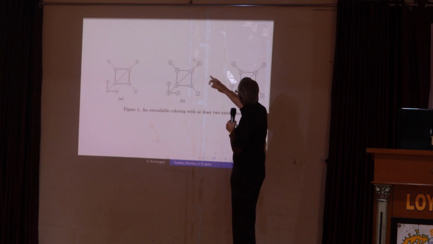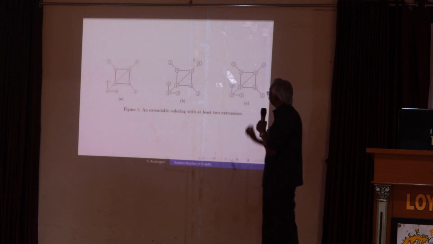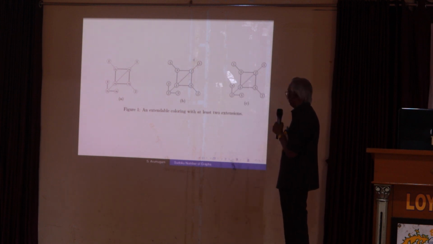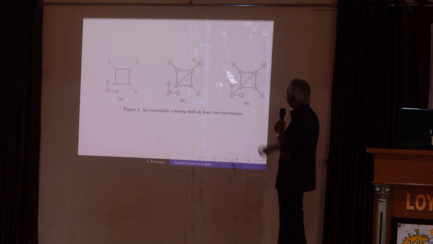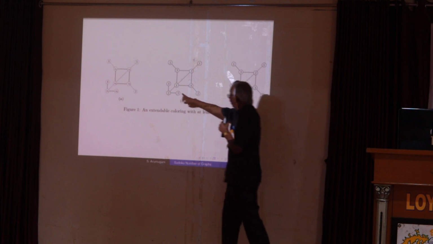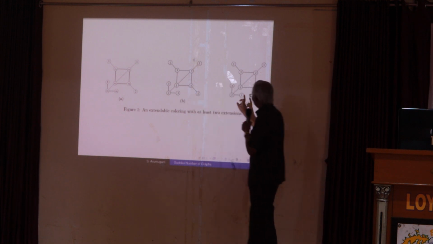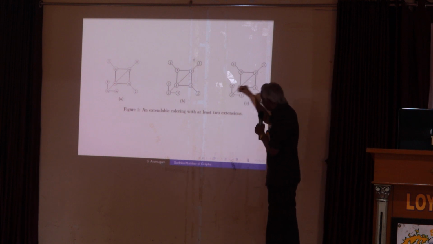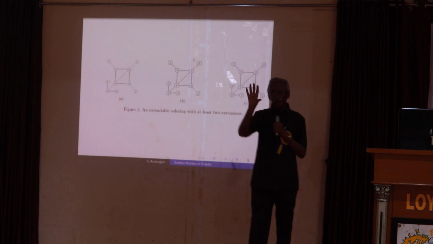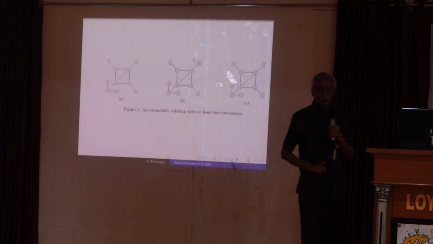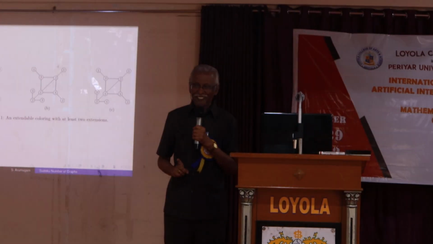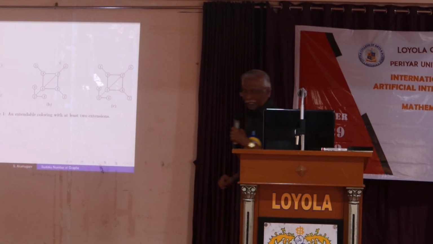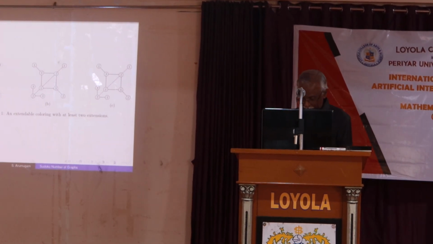So I have given you 2 different extensions for the same coloring. Because you see, here you have 1, here you have 3. The extensions are different. So this is an extendable coloring, but not a Sudoku coloring. Sudoku coloring means only one extension is possible.